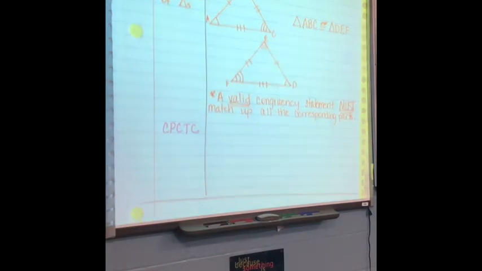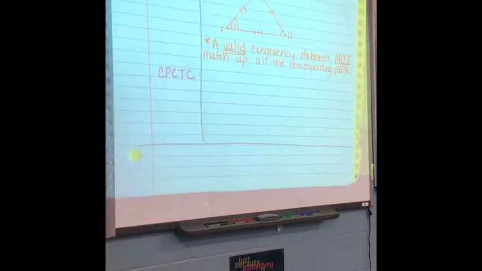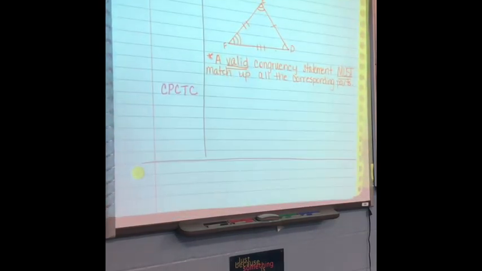Got this acronym, CPCTC. Any ideas what that stands for? Go ahead. Corresponding parts correspond. Oh, he says corresponding parts. He's right on the first part. Anybody want to help him out? Go ahead. Something about congruent triangles. Corresponding parts congruent triangles converse. No converse.